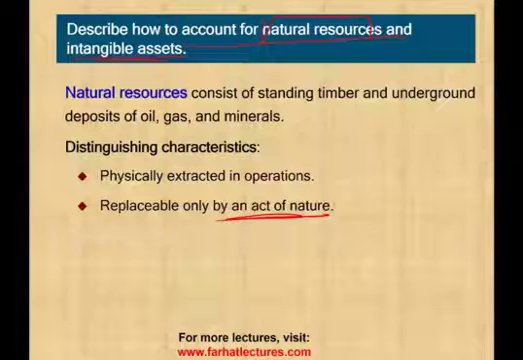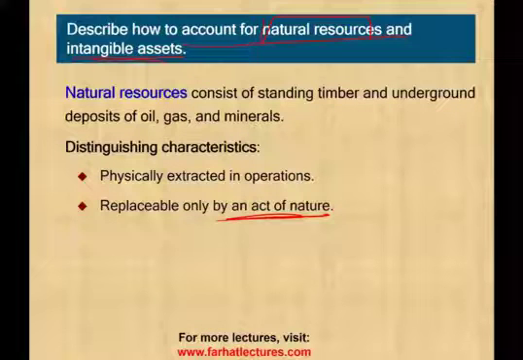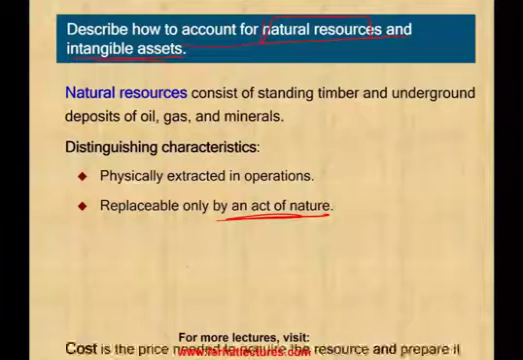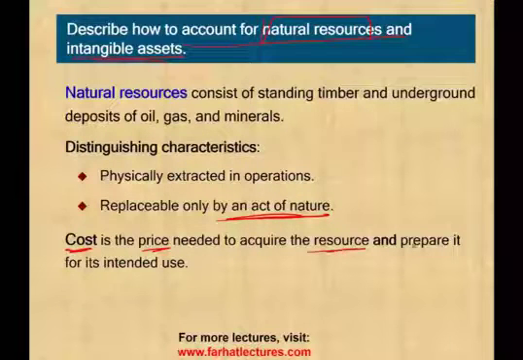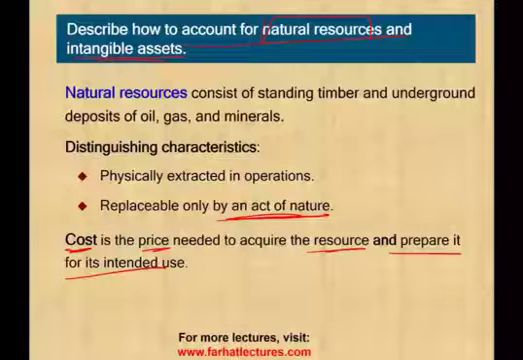So that's how natural resources are replaced. Just like with any asset, when you acquire natural resources, you have to determine the cost. What's the cost of the natural resources? The cost is the price needed to acquire the resource and prepare it for its intended use. That's the general rule. I always say this is a financial accounting course. If you want more details about this topic, go to my intermediate accounting channel. But all you need to know is the price plus any cost necessary.